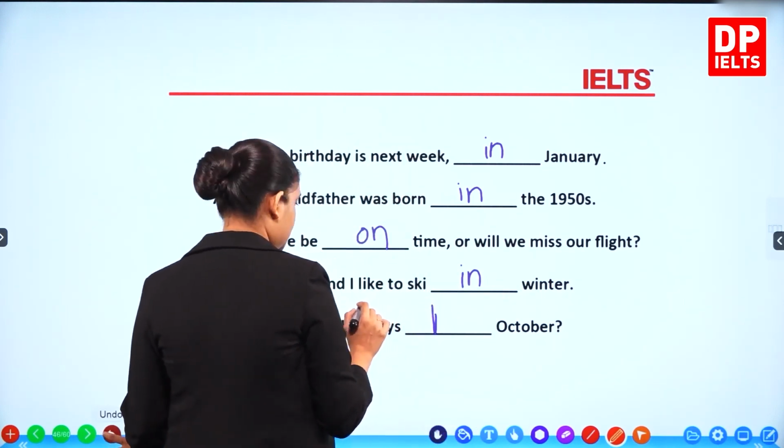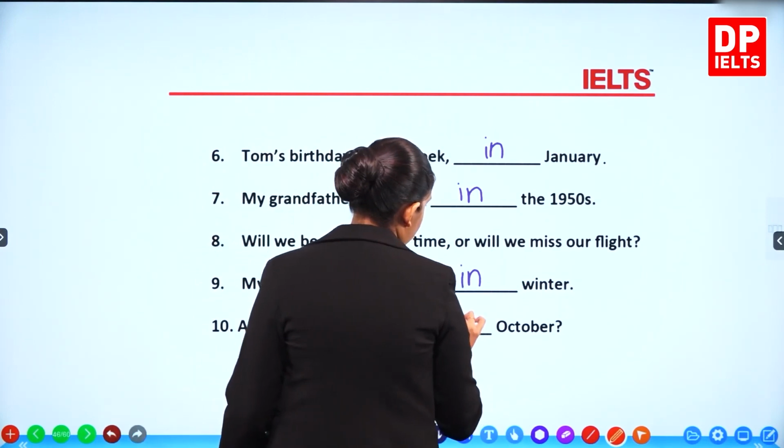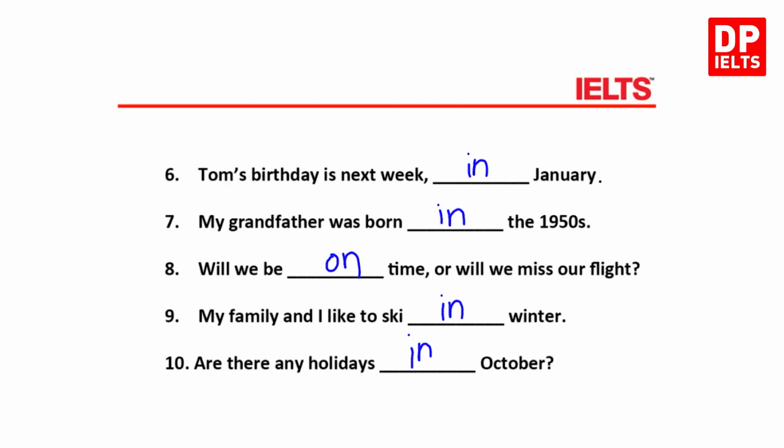Okay, so specific months and times. Will we be on time or will we miss our flight?